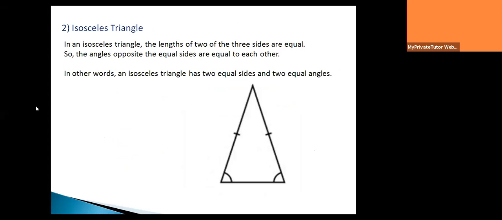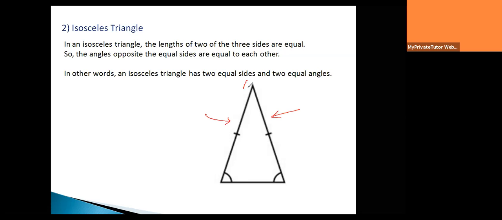The isosceles triangle. Here, two sides are equal, which means this side and this side are equal. Let's call it triangle ABC here, which means side AB equals AC. But BC is different. The length of BC is different. Similarly, angle B equals angle C, but angle A is different.